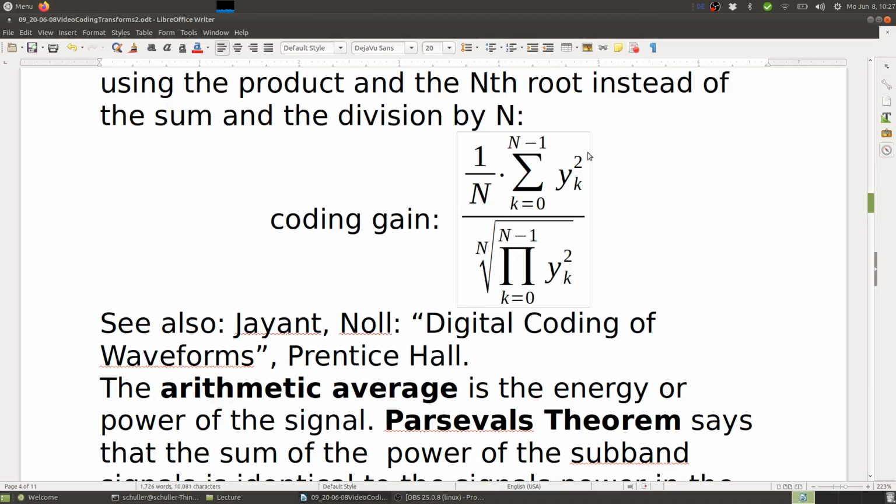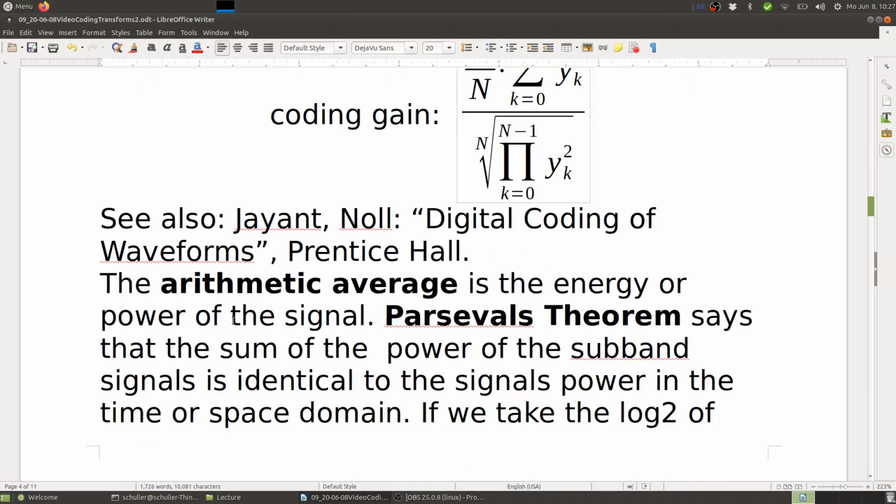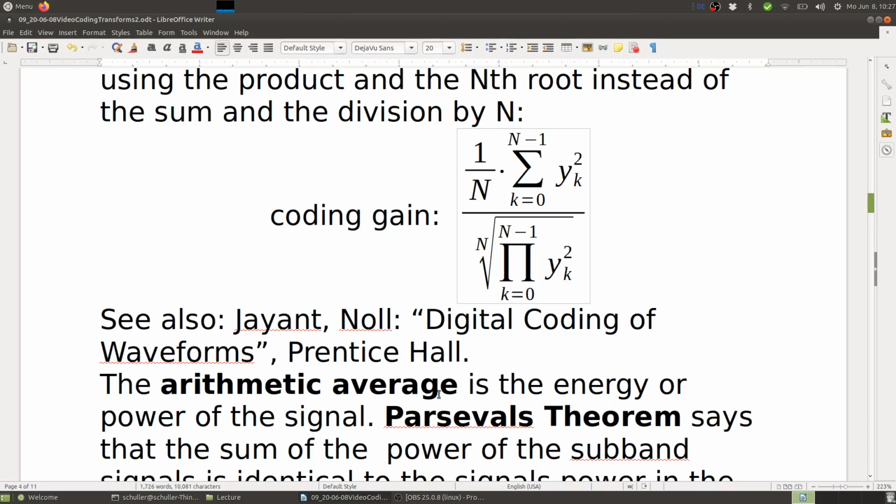Yeah, so when we look at this equation here, in the numerator, the arithmetic average is the energy or power of the signal. So Parseval's theorem said that the sum of the power of the subband signals is identical to the signal's power in the time or space domain. So here, this is the average power in the subbands, and because of Parseval's theorem, this is identical to the power in the signal, right? So the original power.